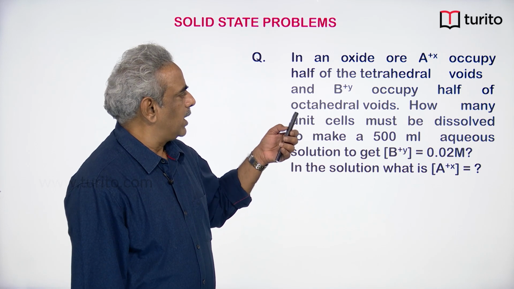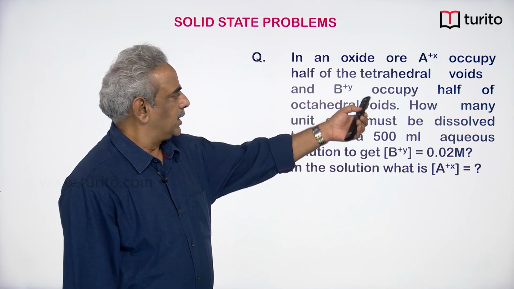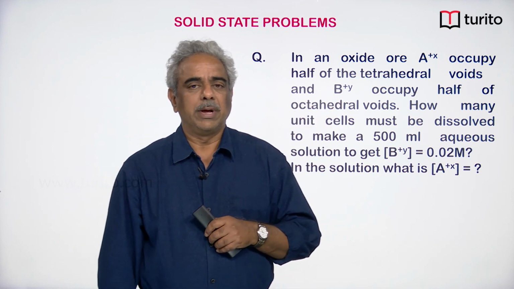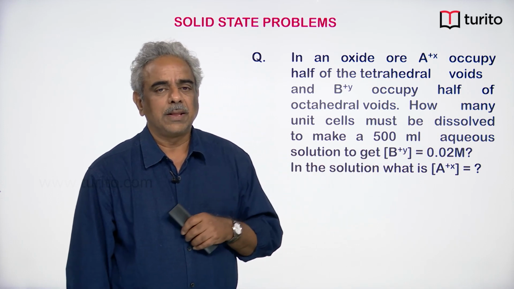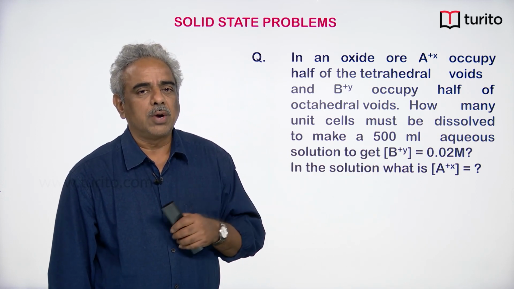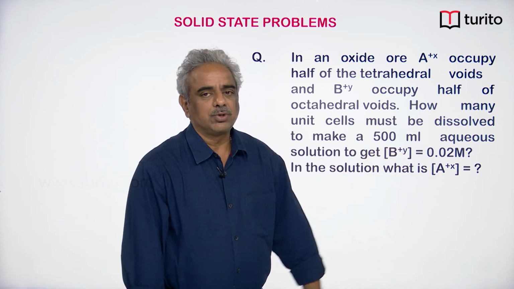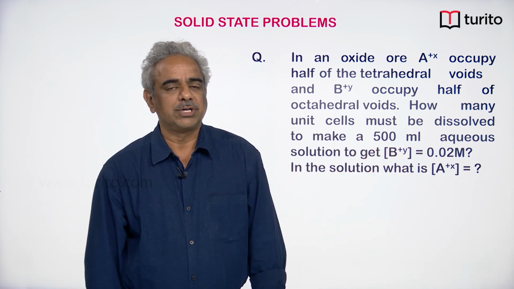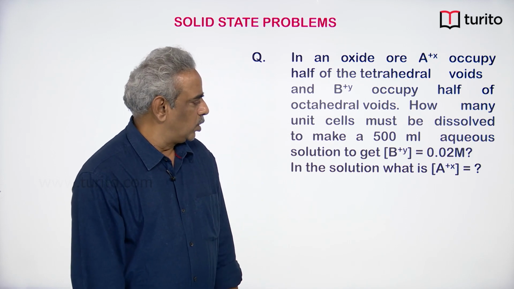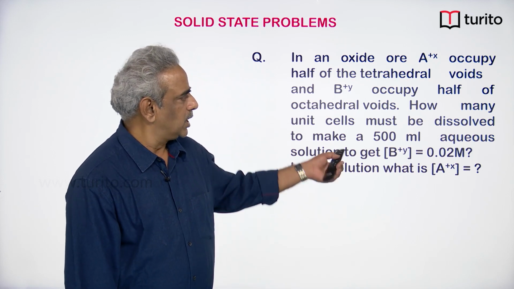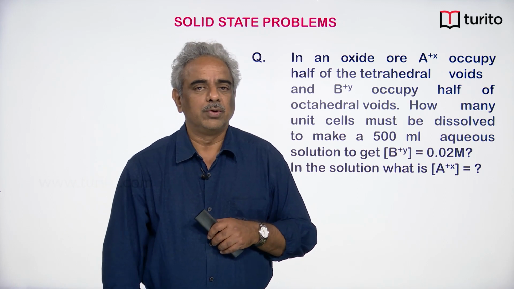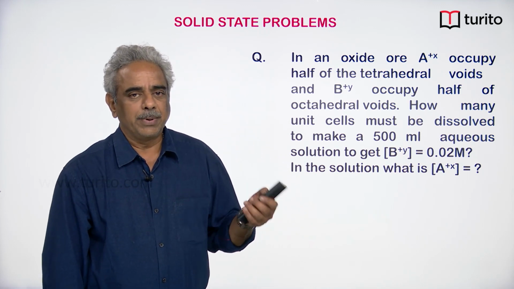The oxide ore, A plus, tetrahedral voids are occupied by A, B, whatever is there. So, we could get the formula of the compound, and we want to prepare 500 ml solution with B concentration to be 0.02 m. So, based on that we calculated how many unit cells are to be dissolved in the previous lecture.